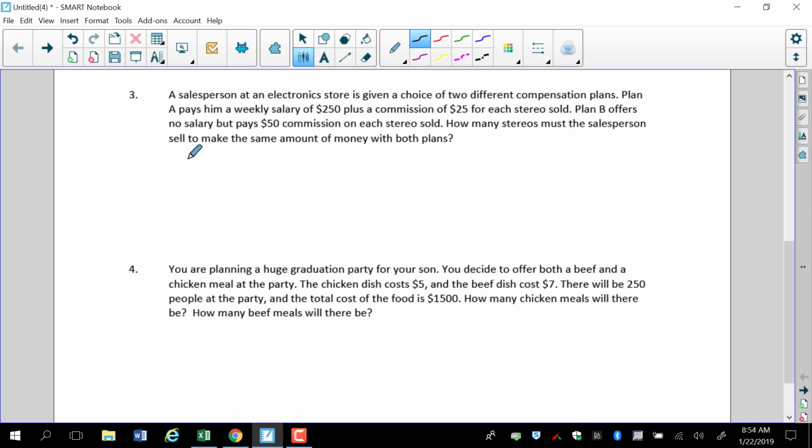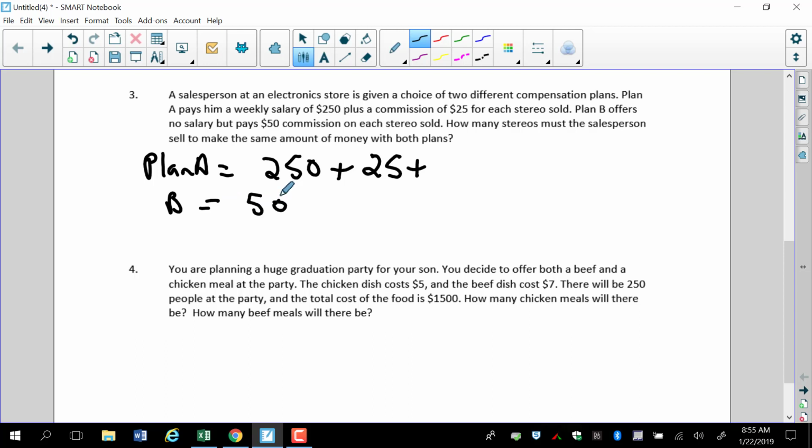So plan A is 250 plus 25 for each stereo. So 250 plus 25 for each stereo sold. I'm going to do T for stereo. And plan B is $50 for each, so 50T. This one, again, you're just taking this, setting it equal to that, and calling it a day.